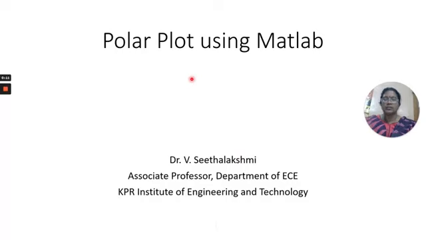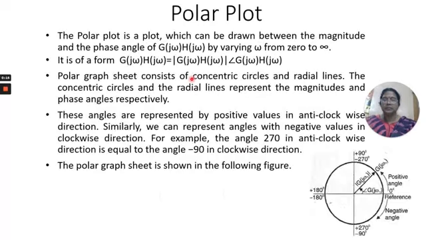I am going to teach you how to plot a polar plot using MATLAB. A polar plot is a plot drawn between the magnitude and phase angle of G(jω), which is nothing but a transfer function, by varying ω from 0 to infinity. It is of the form G(jω)H(jω), that is, the magnitude of G(jω)H(jω) and the angle of G(jω)H(jω).